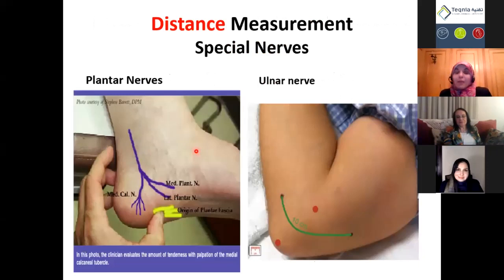Another distance, which is very important in our electrodiagnostic studies, is how you measure the distance before entering it into the machine. There are special nerves that need special distances. You can see here the plantar nerves are around the medial malleolus, so do not just take the distance like this. When you take an incorrect distance, you will calculate an incorrect velocity. The same here with the ulnar nerve. The true length of the ulnar nerve should be taken with the elbow flexed 90 to 130 degrees. Otherwise, it's not the real length of the nerve.